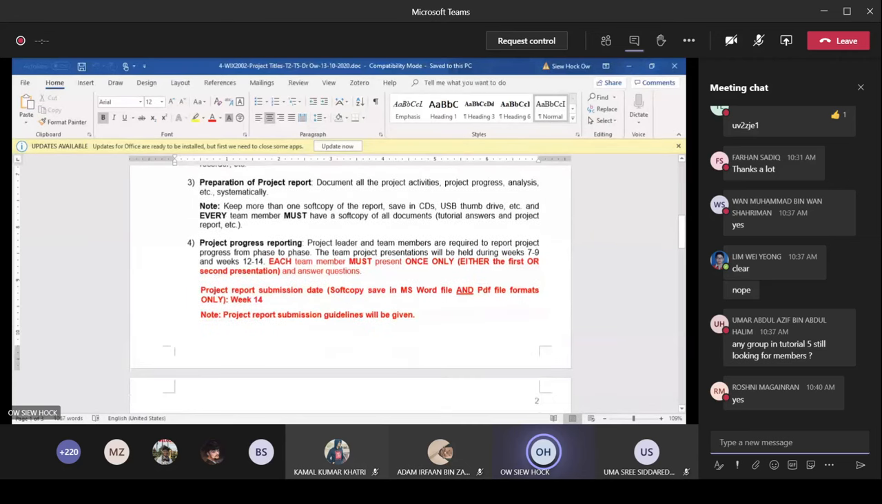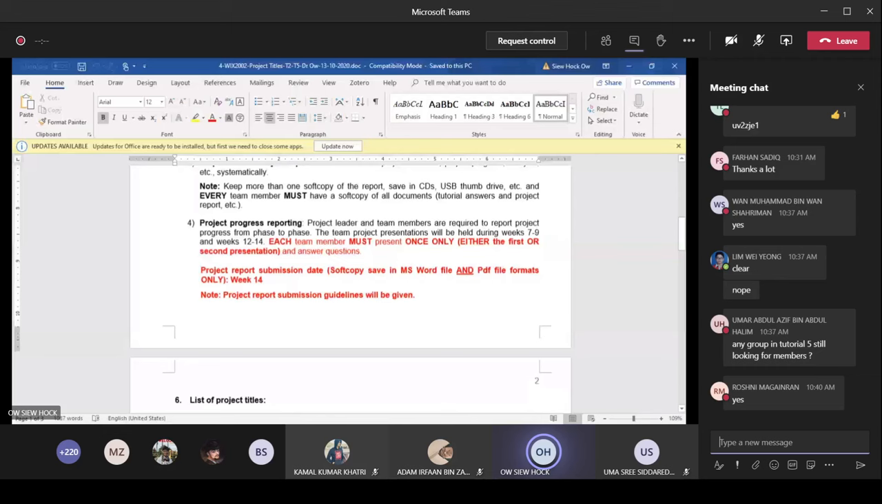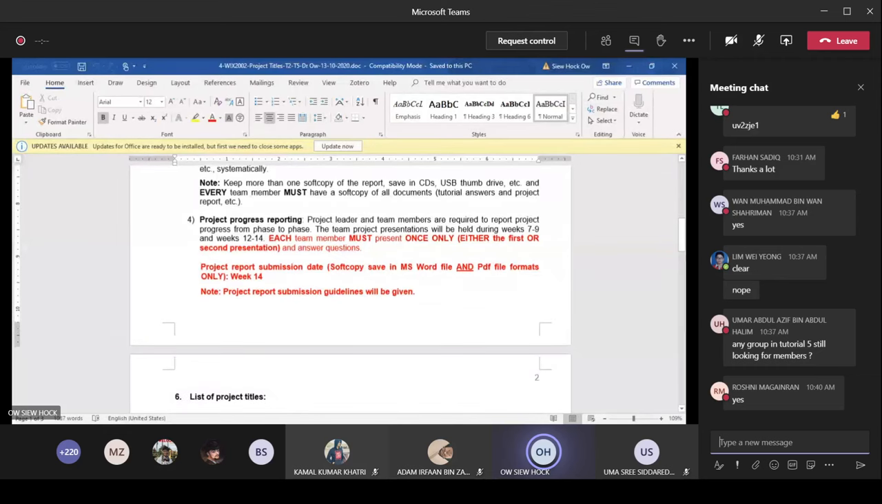Next, the preparation of the project report. You need to document all the project activities and project progress. As we go along each lecture, after learning each lecture, you start applying and documenting, and start preparing the project report, which carries 40 marks. You keep more than one soft copy of the report, saved on a CD or USB thumb drive, uploaded to your email, and shared among all the team members. This is called risk management.